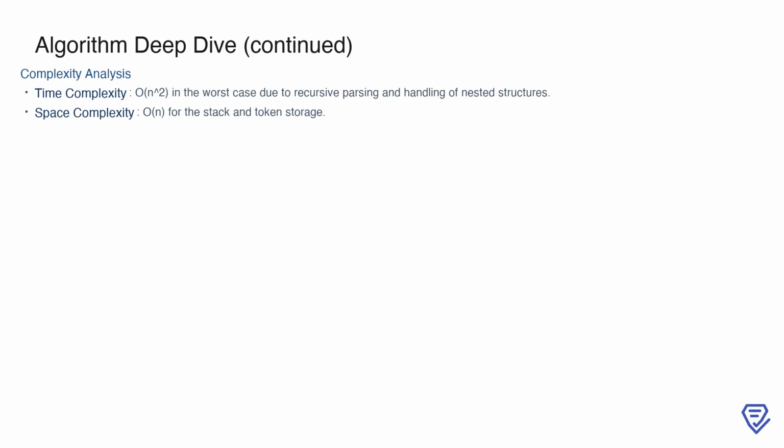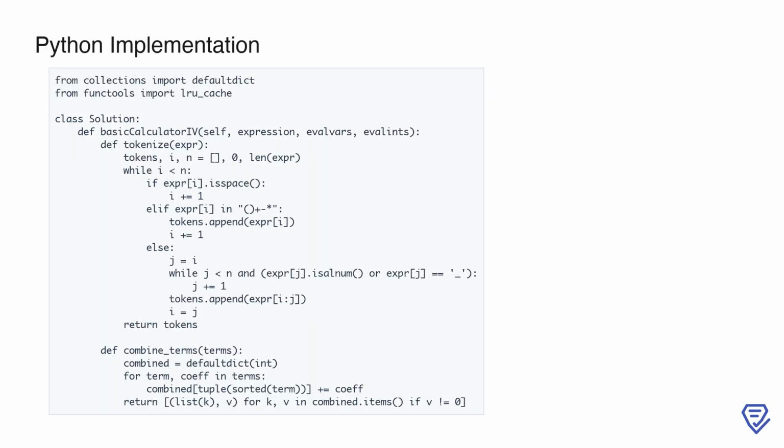Despite this, the algorithm is well suited for handling the problem's requirements, providing both correctness and flexibility in evaluating and simplifying mathematical expressions. Here, we begin by importing the necessary modules, defaultdict from collections and lru_cache from functools, to help manage default values in dictionaries and optimize recursive functions. Next, we define the Solution class and the basicCalculatorIV method. This method takes 3 arguments: the mathematical expression as a string, a list of variables, and their corresponding integer values.